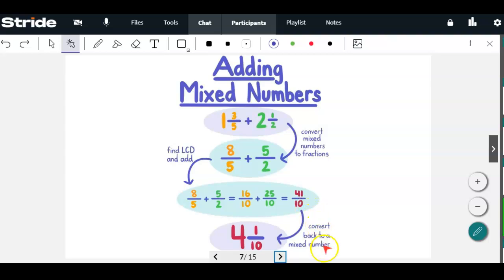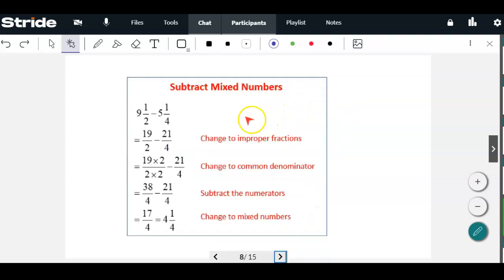Convert back to a mixed number. Remember, you just do that by dividing. 10 goes into 41 4 times. You have 1 left over. All right, subtracting mixed numbers, same idea. Change them to improper fractions. Get a common denominator.